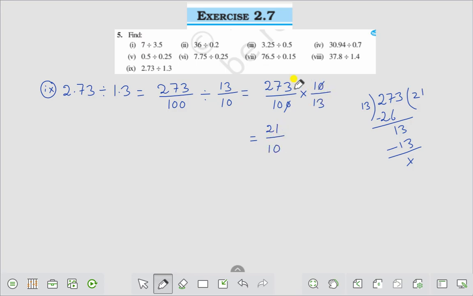If we divide 273 by 13, it will be 21. It comes to 21 by 10. The point is here. That means you have to shift the point to the left side one place, that is 2.1. That is the answer.